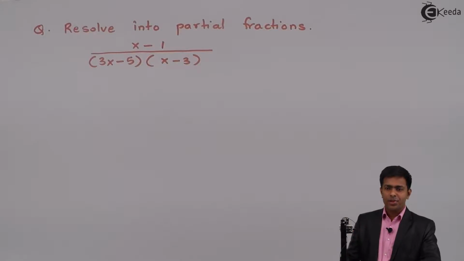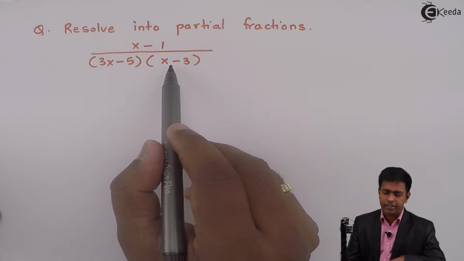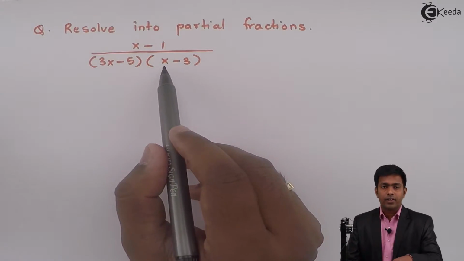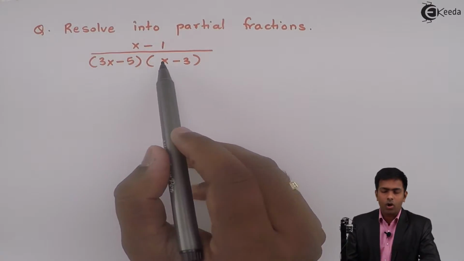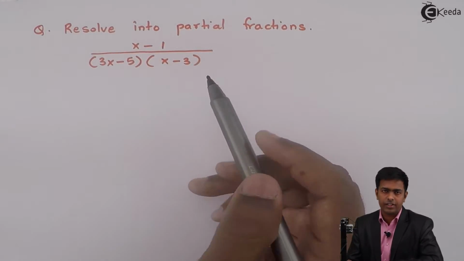Hello everyone. So here in this problem we have to find out partial fractions of the given fraction. Now if you observe here, in the denominator we have two linear factors, which are different. So here we can solve this by using the method of distinct linear factors.